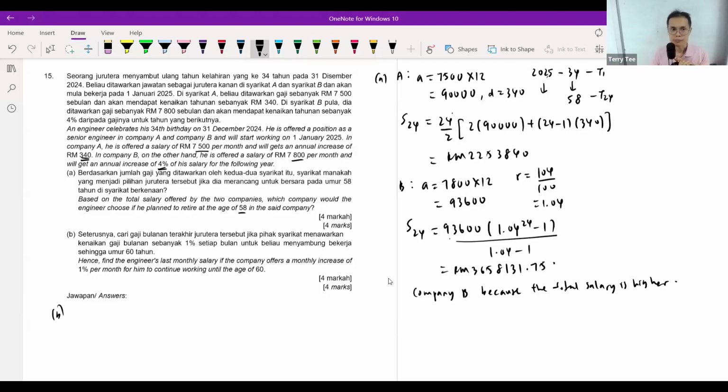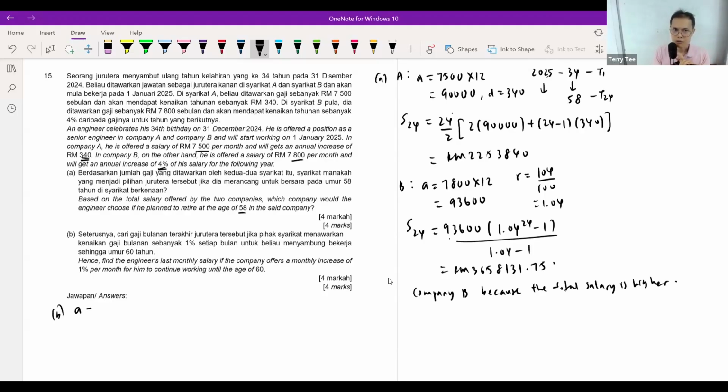Okay, part B, we're going to do over here. Now, hence find the engineer's last month's salary if the company offers a monthly increase of 1% per month for him to continue until the age of 60. Okay, so he worked until age of 58, he wanted to retire, but the company offered him extra 1% increment every month from 58 to 60. 58 to 60 is 2 years, right? For the next 2 years.